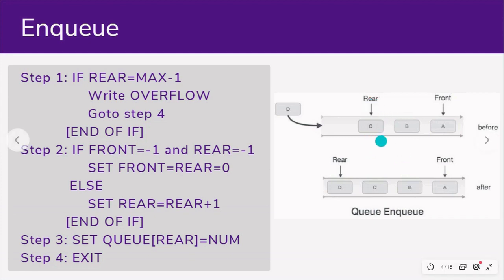Our rear was pointing to the position of the C. C is our data, right? Now we want to insert this D, and what would happen? First the rear would be incremented, so the rear would point to the position of the D where D is to be inserted, and after that D would be inserted into that. But understand that the numbering is done from right to left, so that front is here and our rear is going towards the left side.